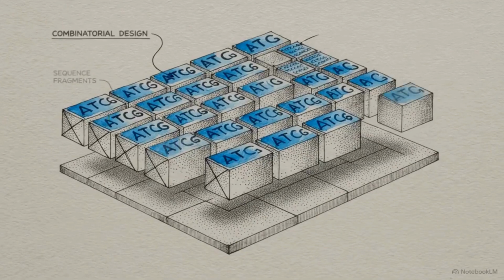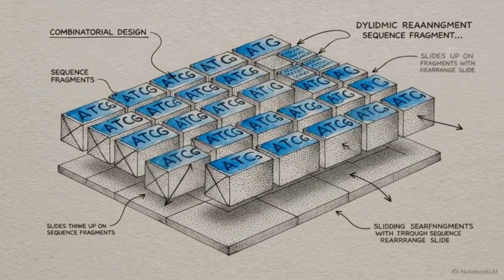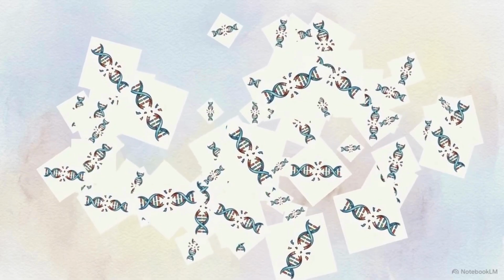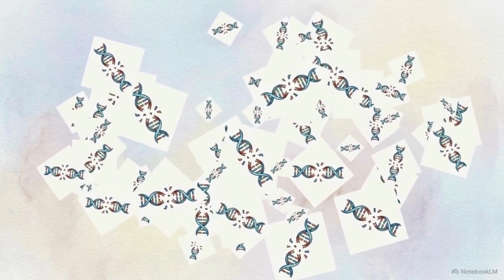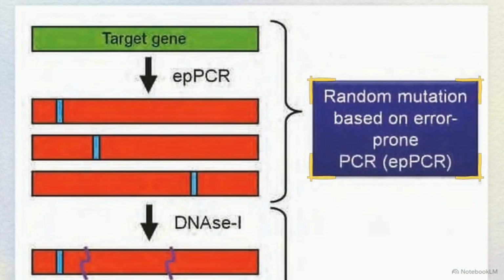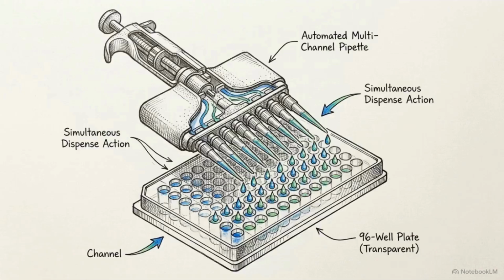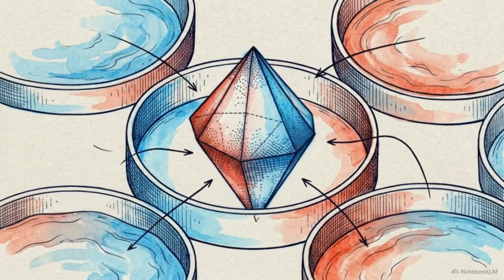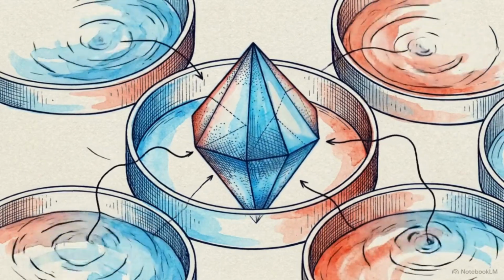When targeted logic fails, scientists use combinatorial design, a shotgun approach that uses accelerated, random evolution to find a solution. The primary tool here is error-prone PCR. By manipulating the chemical environment, researchers force DNA to make random copying mistakes, creating thousands of unique genetic variations. Scientists then screen these thousands of mutants simultaneously to see if even one of those random errors happens to produce a protein that can form a crystal.